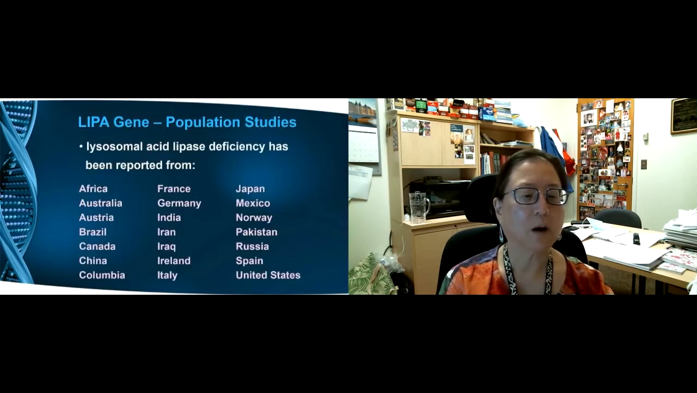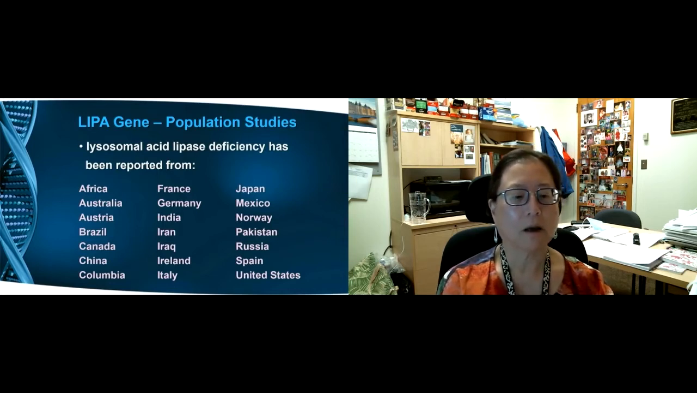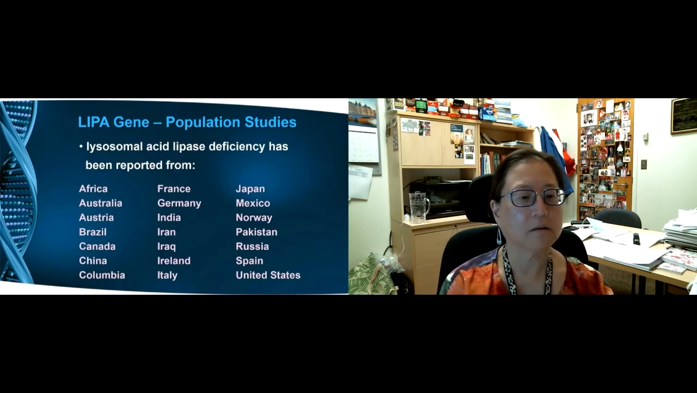As you can see from these population studies, lysosomal acid lipase deficiency has been reported in almost every country. So Africa, Australia, Austria, Brazil, Canada, the United States, France, so Europe, the Middle East, and Asia. So it's really, one can be born with the disease really anywhere in the world.